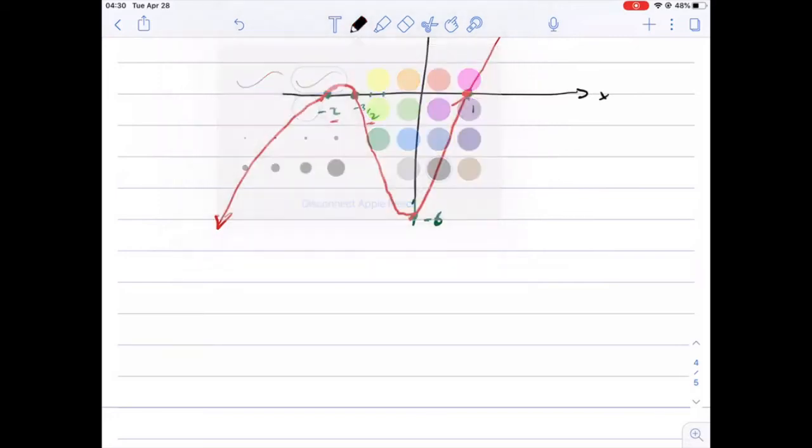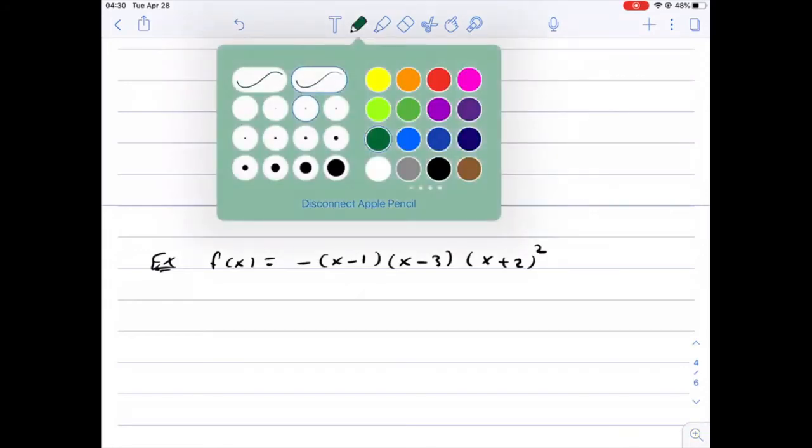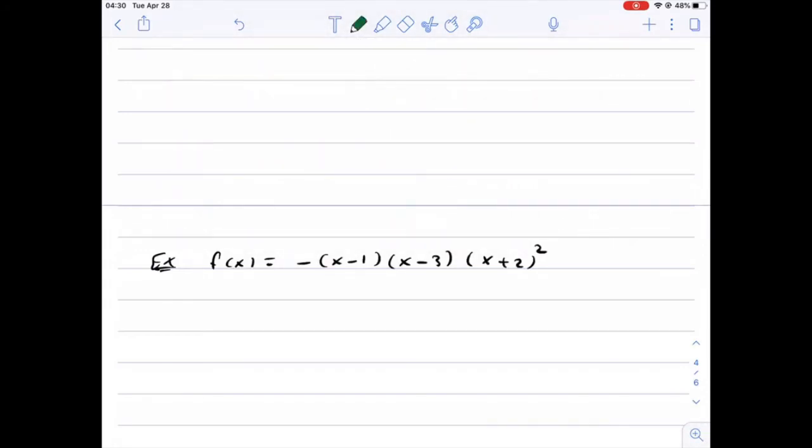Now let's take another example. If we want to graph the function f of x equals negative x minus 1 times x minus 3 times x plus 2 to the power 2. In this case we are given the function written as a product of factors. So we determine the zeros. The zeros are x equals 1, x equals 3, and x equals negative 2, and then we determine multiplicities.